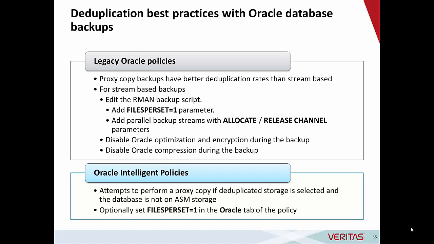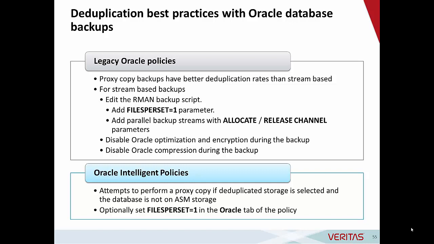And so we could tell RMAN, using the files per set parameter, to only include one data file per backup set. That'll get me my good dedupe rates back. The only thing there is it means that a large number of backup jobs will be created. And also other enhancements to consider: disable Oracle compression and encryption during the backup.